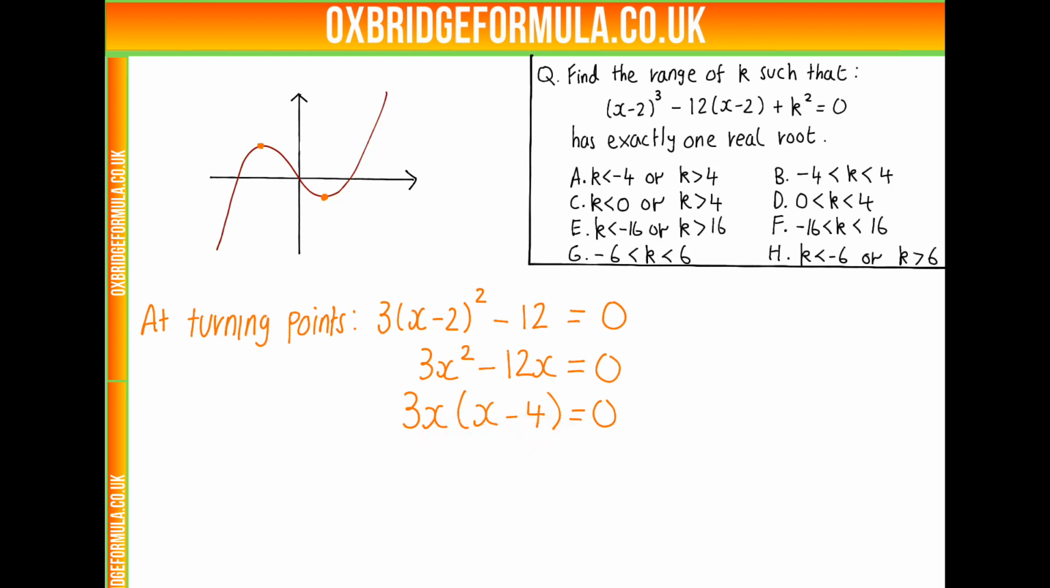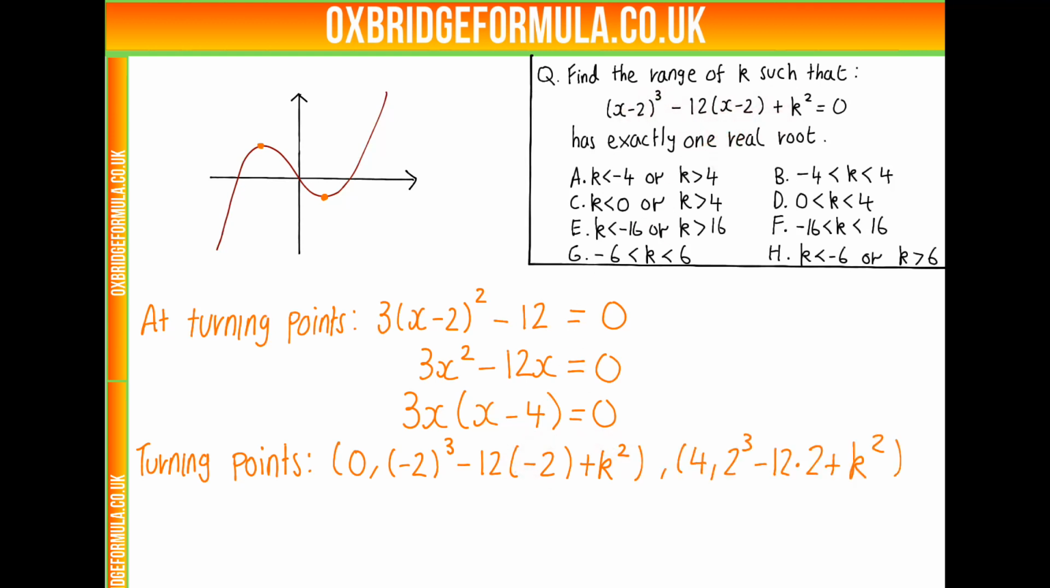But the thing we really care about is what the y coordinates are. So, turning points. For 0, we just need to sub 0 into here to get the y coordinate, so (−2)^3 − 12(−2) + k^2. And similarly for 4. Let's tidy these up. So we get 16 plus k^2, because we get (−2)^3, which is −8, minus 12 times −2, so −8 plus 24, which is 16, plus the k^2. And here we've got k^2 plus 8 minus 24, so k^2 − 16. And these are our turning points.